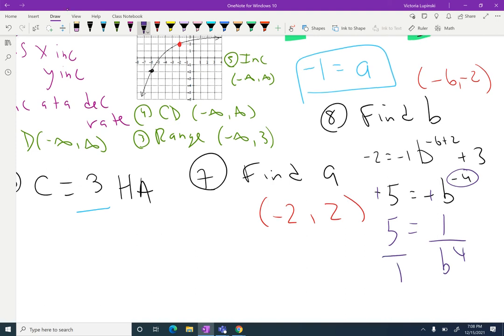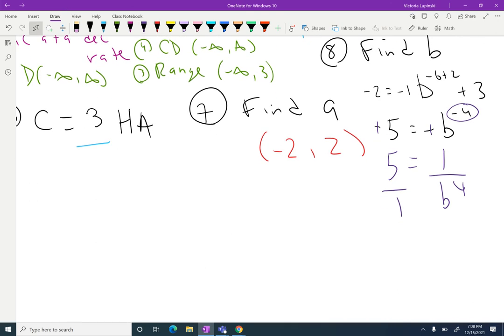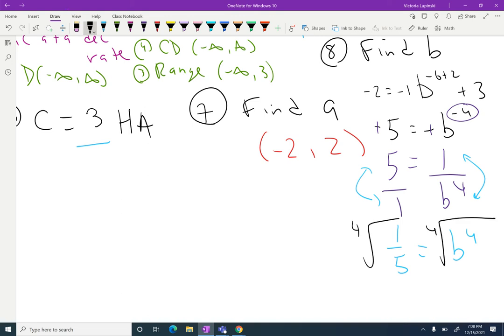If you have a fraction on one side, you can make it a fraction on both sides. And then the rules of algebra say that you're allowed to flip both sides. So if you flip both sides, you're going to get 1/5 is equal to b to the 4th. If you wanted to get rid of that 4, you would take the 4th root.